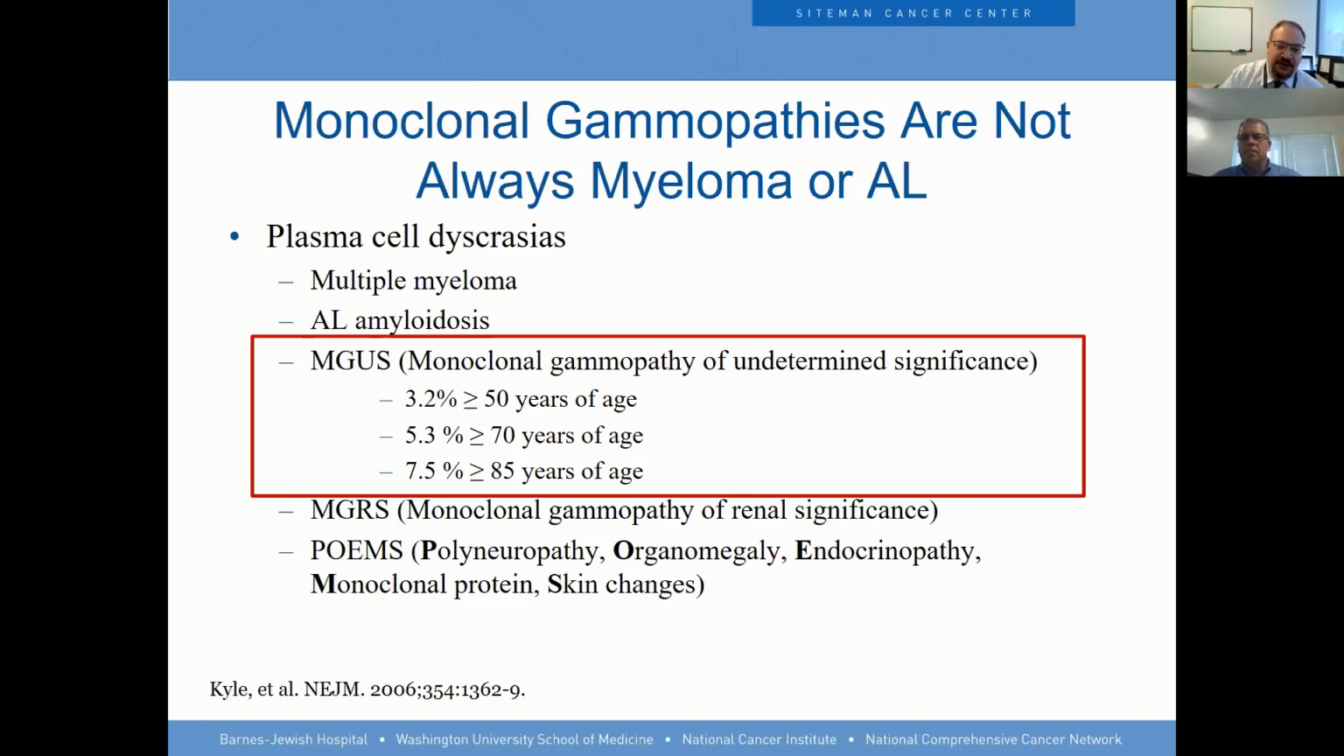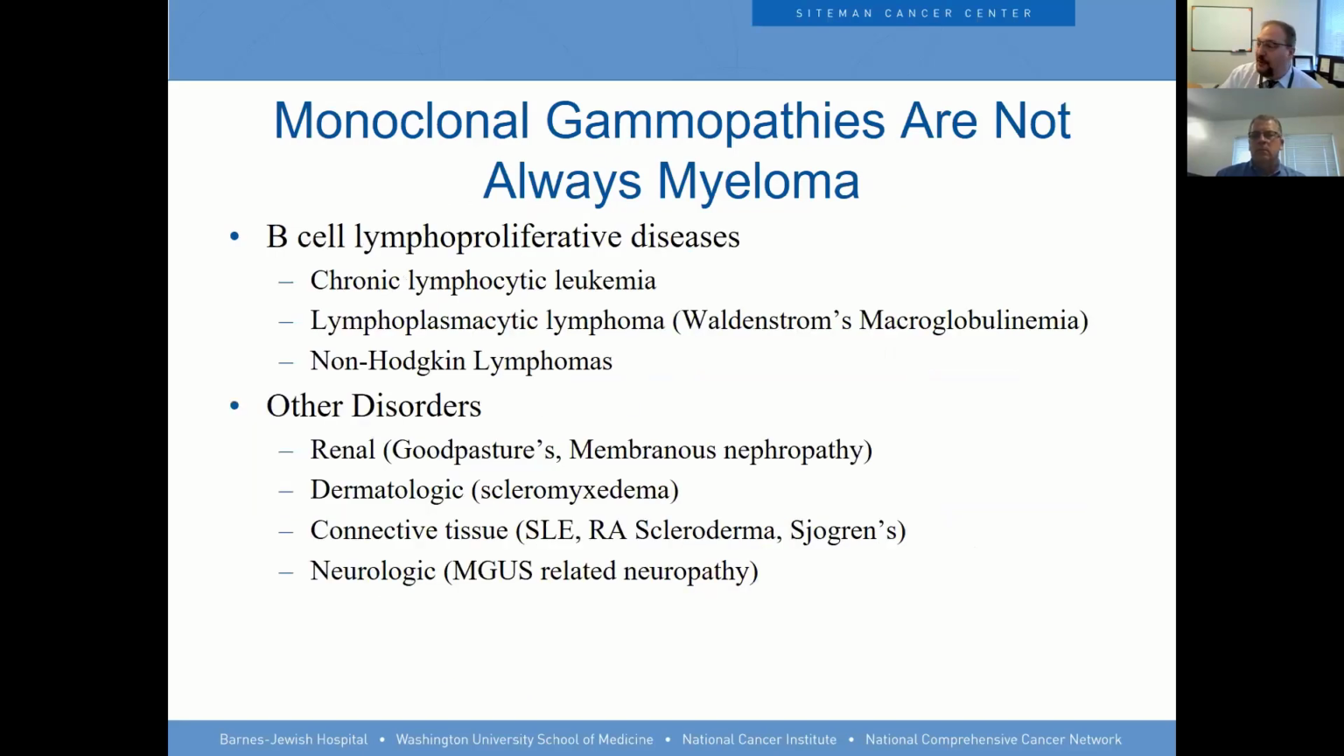Other plasma cell dyscrasias include monoclonal gammopathy of renal significance and POEMS syndrome. There are also B-cell lymphoproliferative disorders, such as chronic lymphocytic leukemia, Waldenstrom's macroglobulinemia, and non-Hodgkin's lymphoma, that can present with monoclonal gammopathy, as well as a number of non-hematologic disorders, including things like monoclonal gammopathy-related neuropathy and a variety of renal disorders.